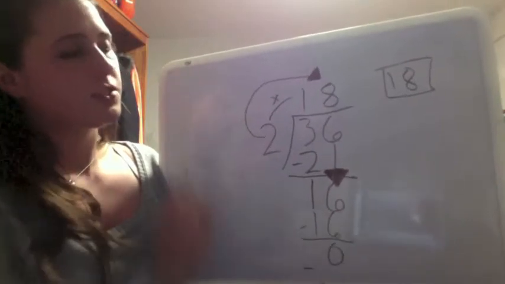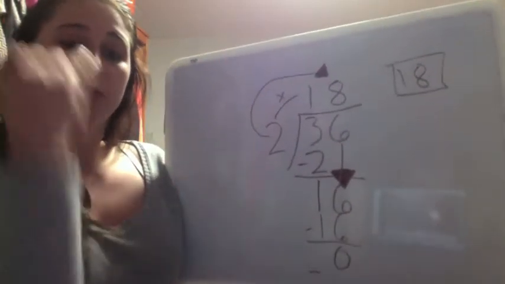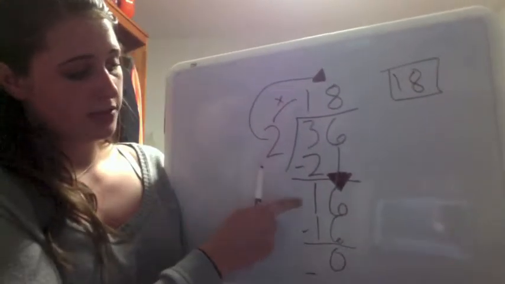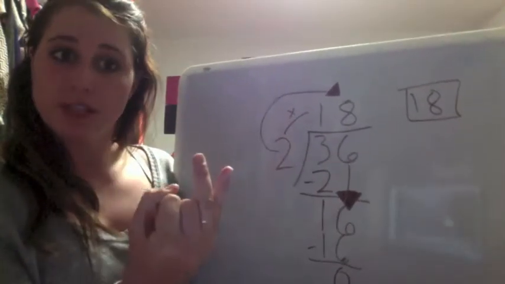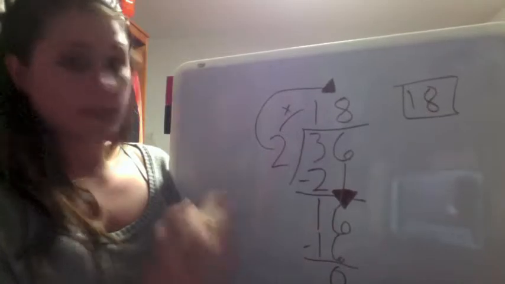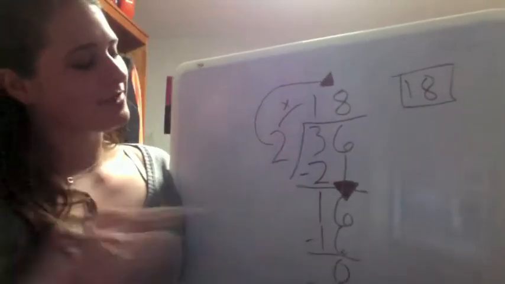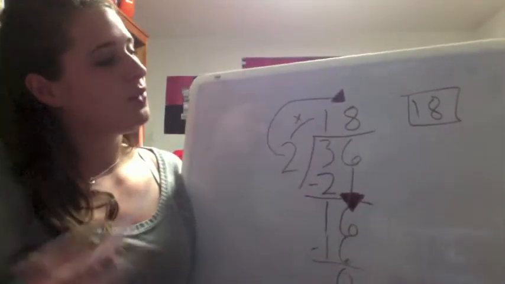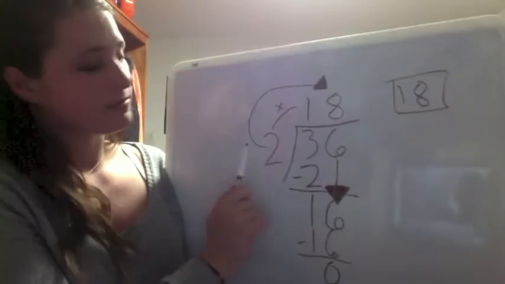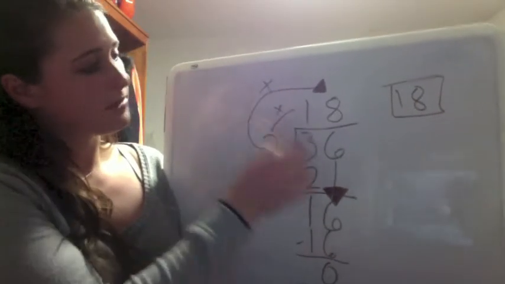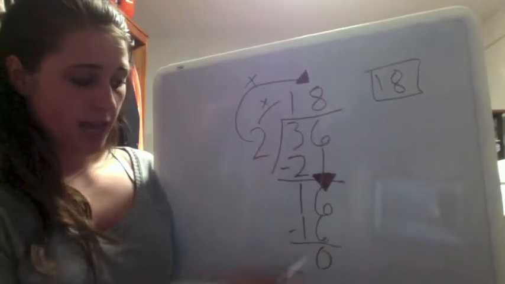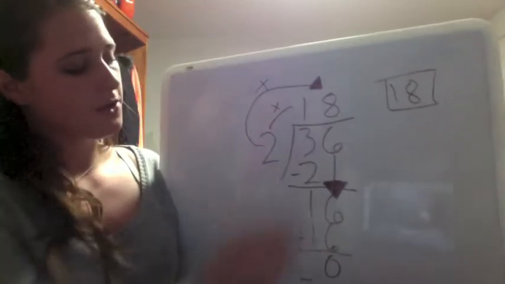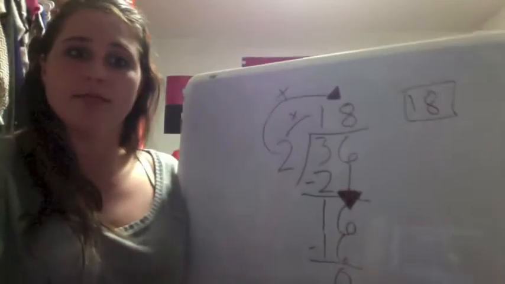How many times does 2 go into 16? Well, to multiply by 2's, we can do that to find 16. So 2 times 2 is 4. 4 times 2 is 8. 8 times 2 is, what's 8 times 2? Oh yep, 16. So we put the 8 right here. Multiply: 8 times 2 is 16. We subtract, and no remainder. So 18 is our answer.